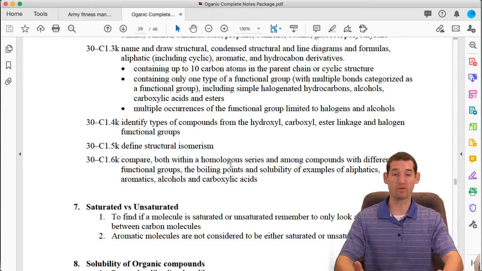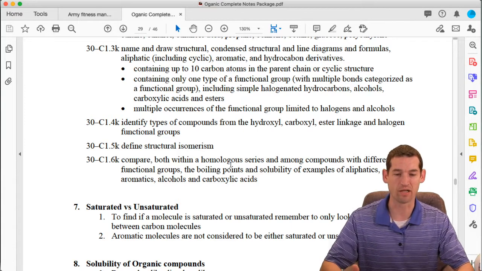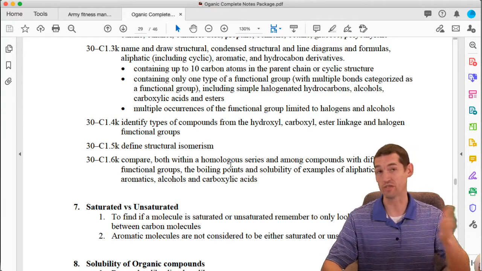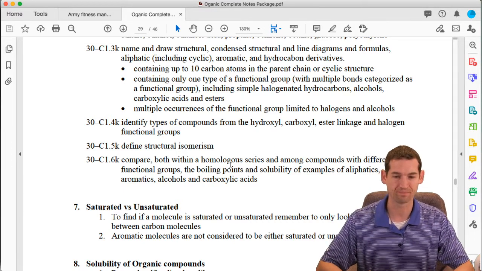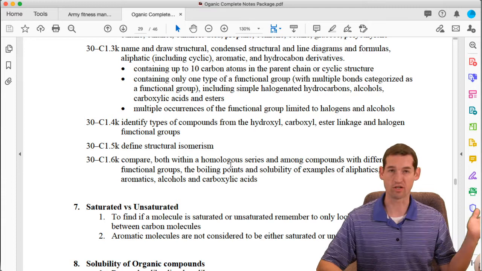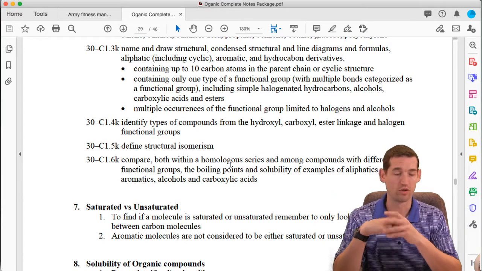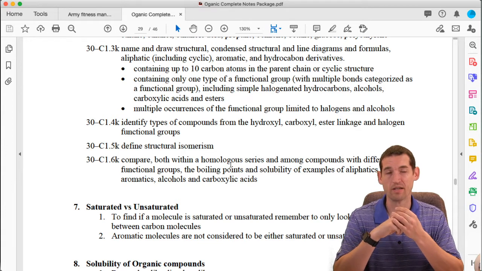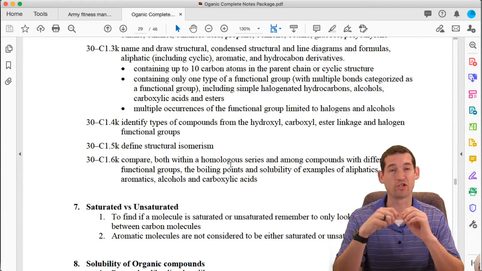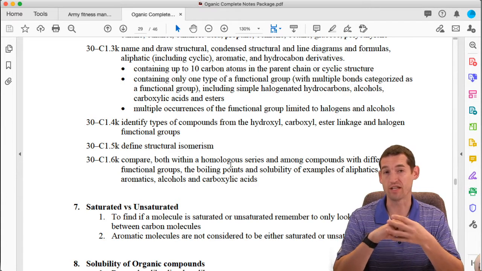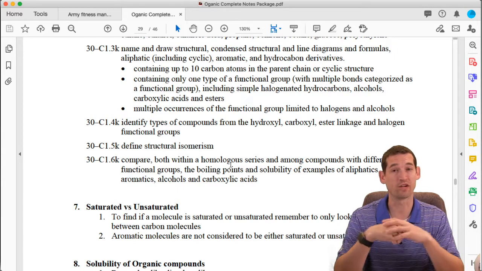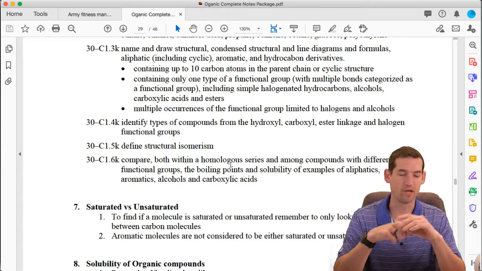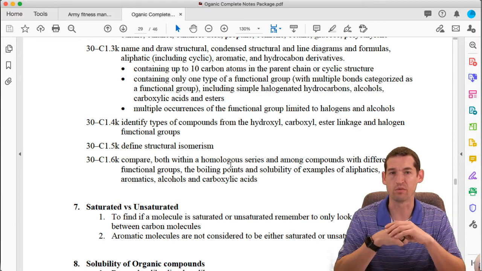So the rules that go along with that are that the parent can contain up to 10 carbon atoms. That's why I only went up to dec, because I will never ask you to name something that has more than 10 in the parent chain. It will only contain one type of functional group. So I'm not going to give you a carboxylic acid that also has an alcohol functional group or something like that, because that's too complex. Now that doesn't mean you won't see that on a test. I just won't ask you to name it. Quite often on a test, I will show you molecules that have multiple functional groups on them and ask you to identify which ones you can find or see, but I wouldn't ask you to name a molecule with multiple ones.